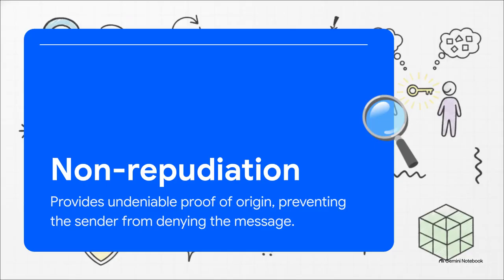And finally, non-repudiation. Now listen up, because here is a massive exam insight. This guarantee, this undeniable proof of origin, is only offered by asymmetric systems, never symmetric. If a user digitally signs a contract, they cannot legally or technically deny having sent it.